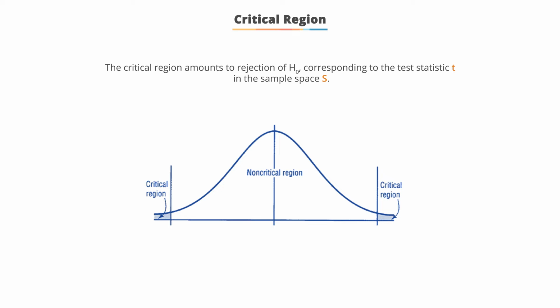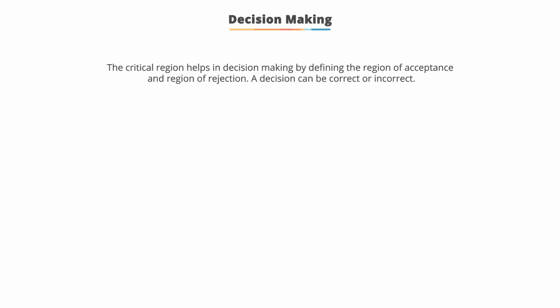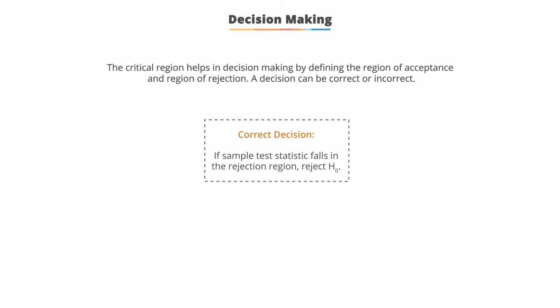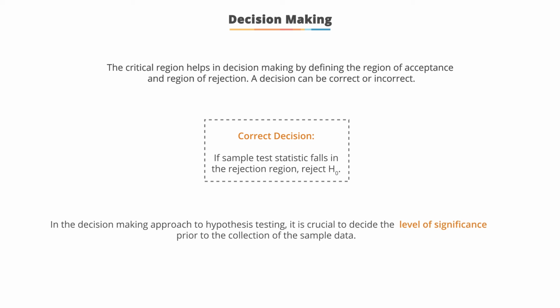So when we hit the critical region, we can reject the null hypothesis corresponding to this test statistic in this sample. When it comes to decision making, the critical region will help in this process by defining the region of acceptance and region of rejection. Now that decision can be correct or incorrect. So if a sample test statistic falls in the rejection region, then we reject the null hypothesis. In the decision-making approach to hypothesis testing, it's crucial to decide the level of significance prior to the collection of the sample data.